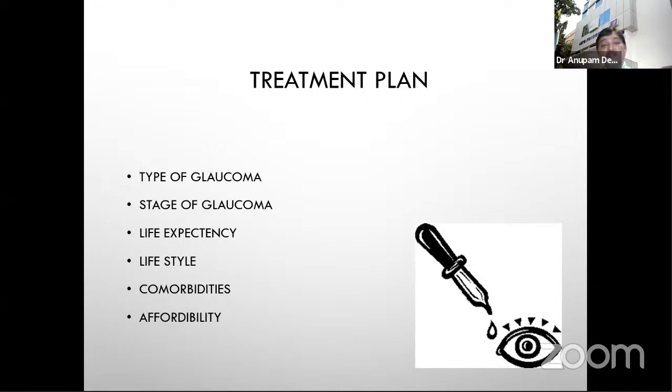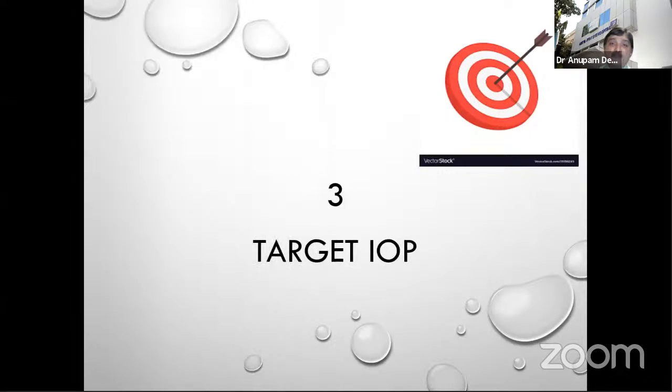If it's an older patient with a lot of comorbidities, you might just relax and the target pressure might be a little higher, and treat them not that aggressively. Lifestyle of the patient, if the patient is traveling a lot, all those minor things have to be taken into mind so that he can put his medications properly. Any comorbidities the patient is having, so that you can avoid certain kinds of drops like beta blockers in case of heart problems. So all these things you have to take into consideration. And of course, in countries like India, affordability is very important. So that also is an important factor when you are prescribing medications.